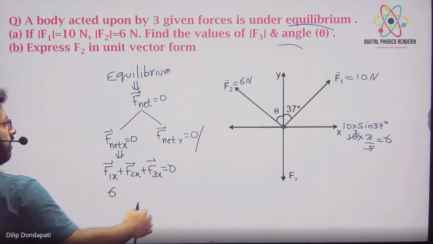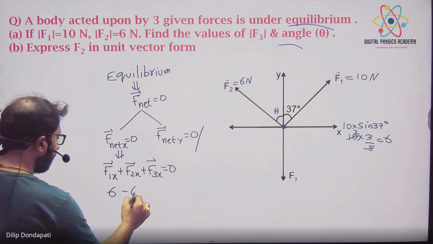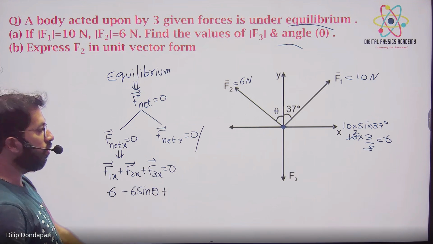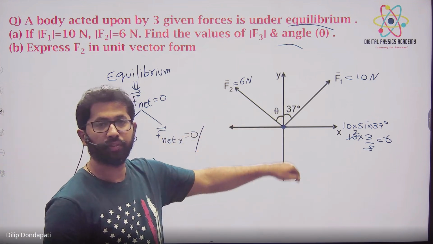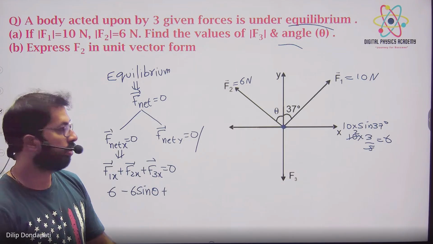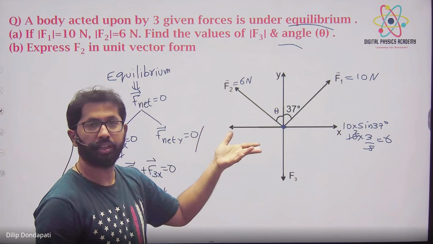Same, 6 sin theta. 6 sin theta, but plus or minus? The vector is in the minus direction. So minus 6 sin theta. Now tell me, what is the x component of this F3? 0, because the whole vector is in the y direction, not in the x direction.